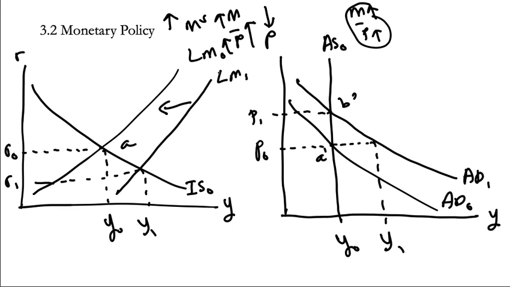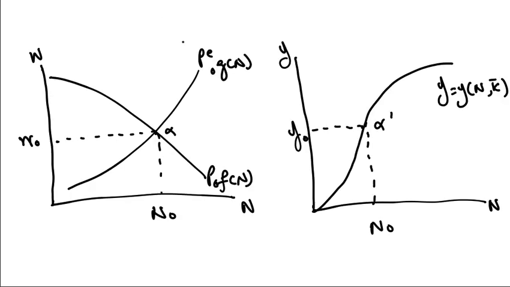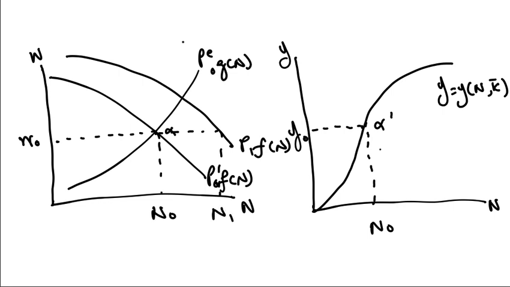Now, we move to the labor market. When price increases from P0 to P1, obviously it will affect the labor market. Which curve? It will affect labor demand. So labor demand will shift to the right from P0 Fn to P1 Fn. If we fix the nominal wage at W0, you can see employment will increase to N1. So it'll shift here, N1. And therefore, in the production function, we can have Y1. We move to beta prime here.